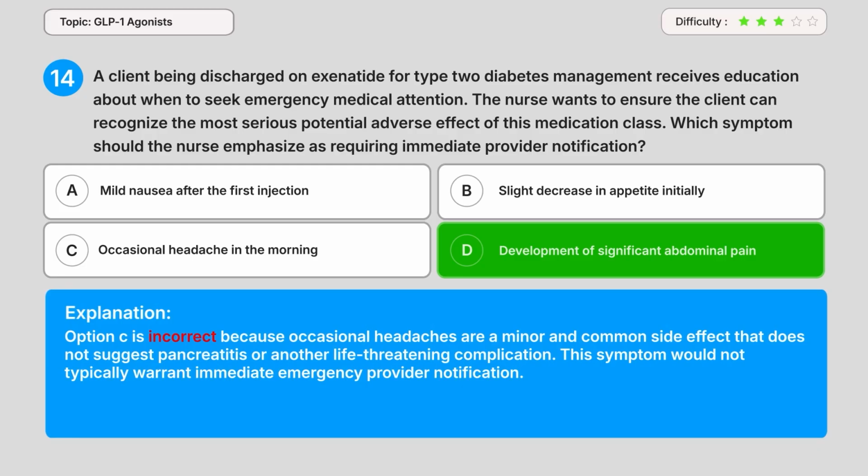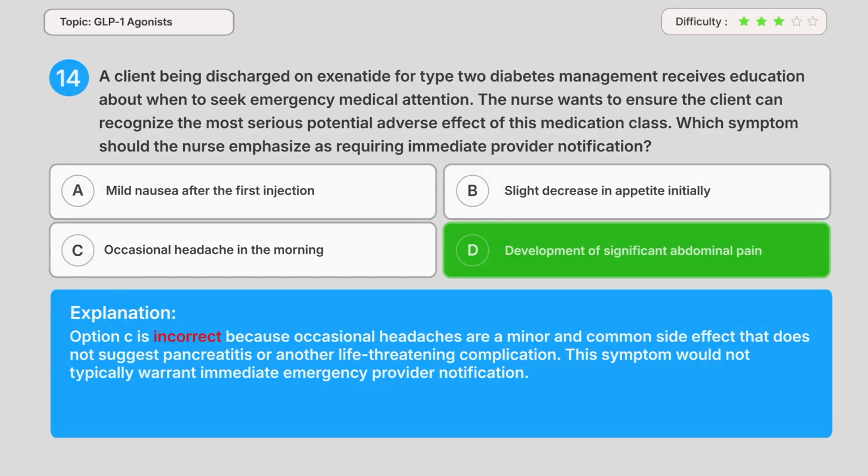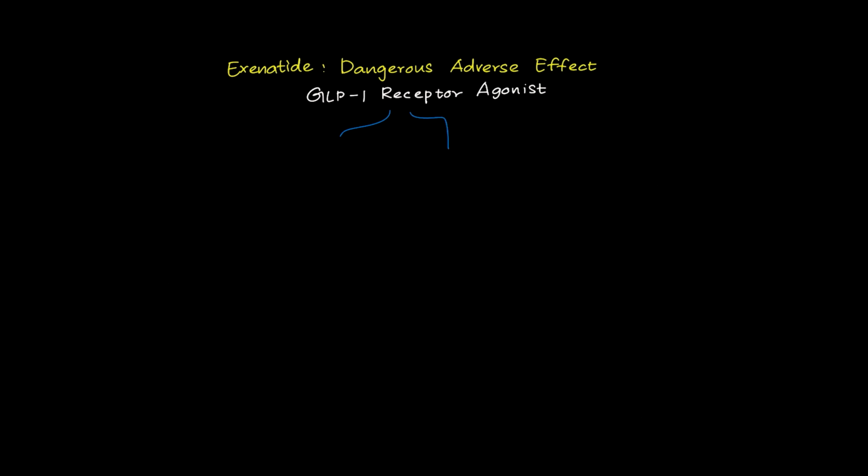Option C is incorrect because occasional headaches are a minor and common side effect that does not suggest pancreatitis or another life-threatening complication. This symptom would not typically warrant immediate emergency provider notification. A client going home on exenatide for type 2 diabetes, the nurse wants to make sure they know the one symptom that means get to a doctor immediately. The answer is development of significant abdominal pain.